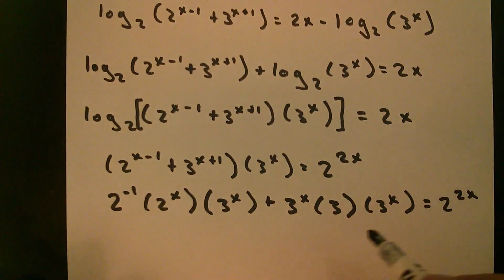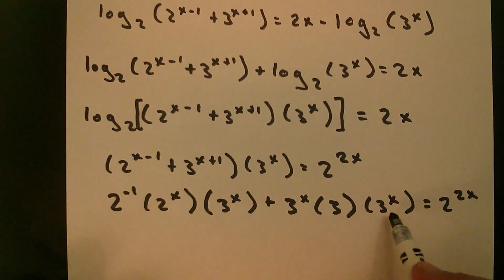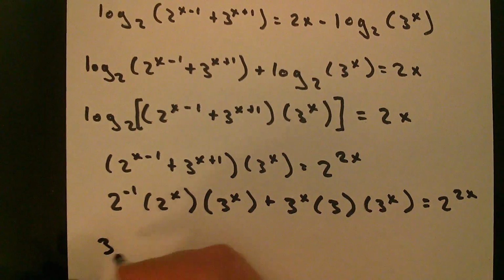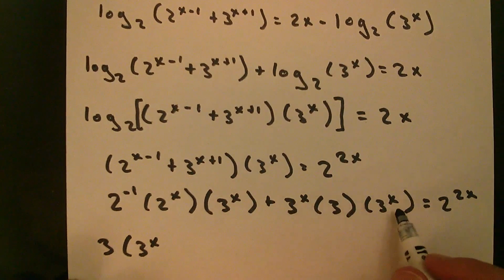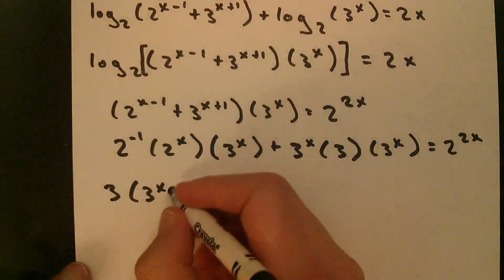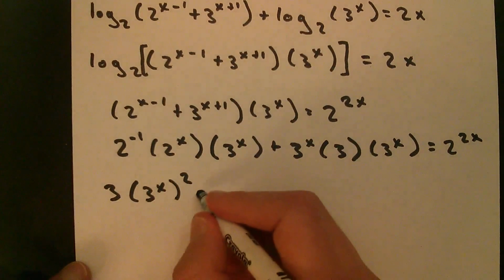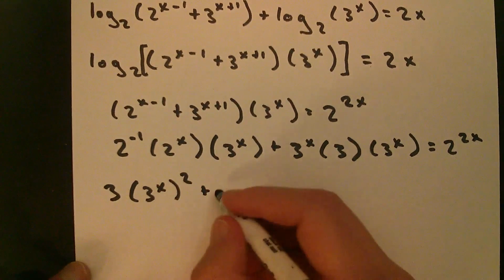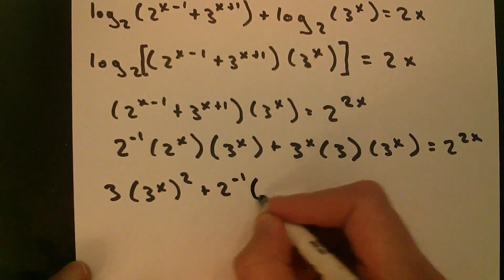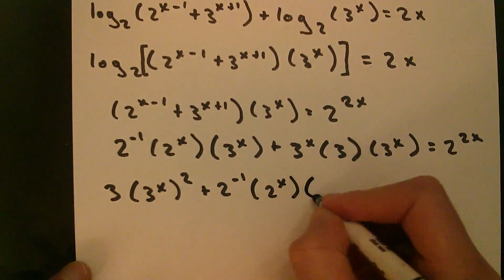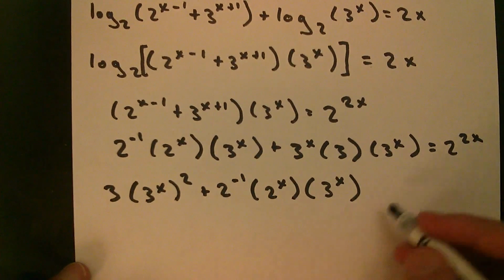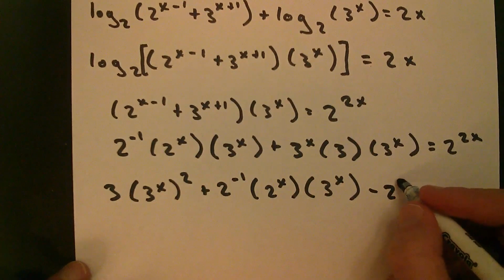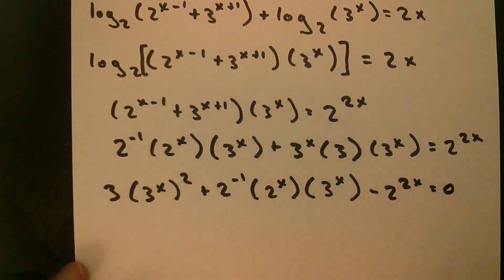And I'm just going to move everything onto the left-hand side. I actually want to put this term in front. So I'm just going to say 3 times 3 to the power of x. And since I have 3 to the power of x times 3 to the power of x, I can write this as 3 to the power of x squared plus, now I want to write this term, 2 to the power of negative 1 times 2 to the power of x times 3 to the power of x. And then I subtracted this from both sides. So I'm going to get minus 2 to the power of 2x equals 0.